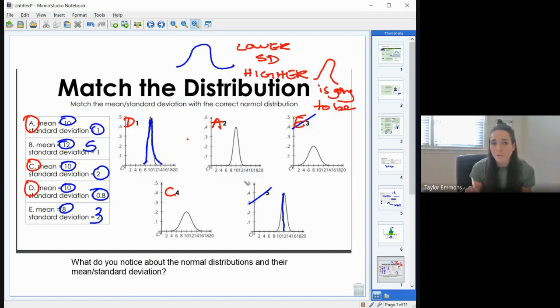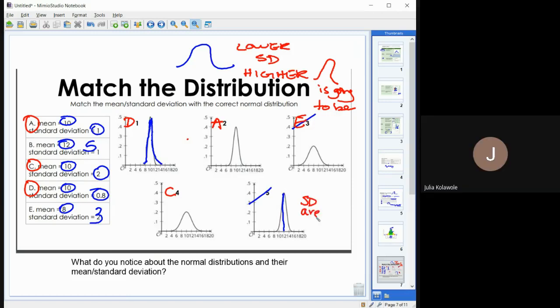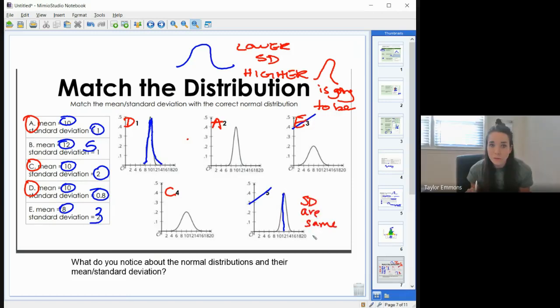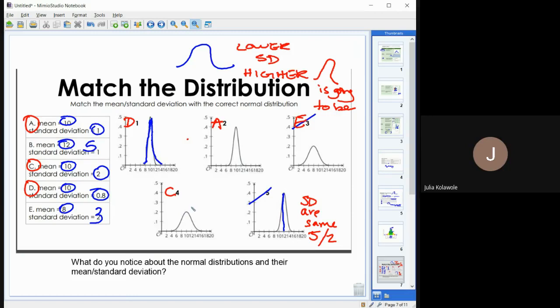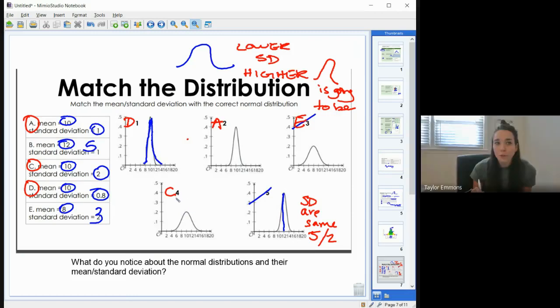All right. So do you notice how on 5 and 2, they've got about the same height? That's because their standard deviations are the same. Oh, okay. Does that help a little bit? Yes, it does.